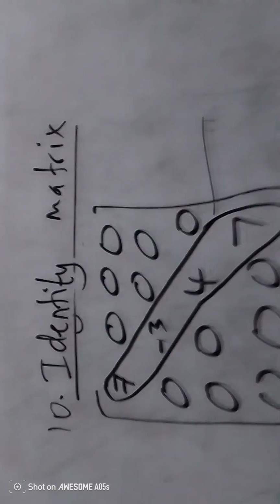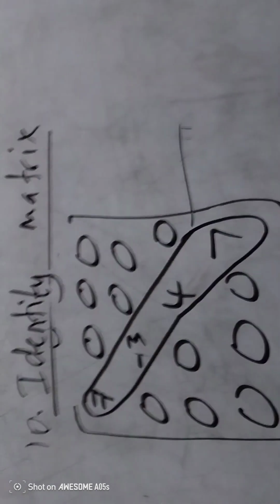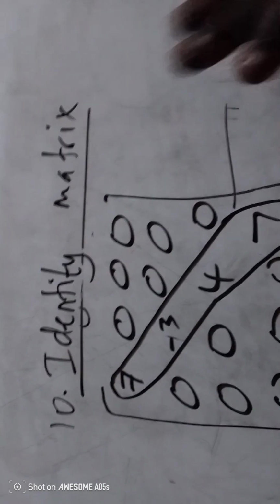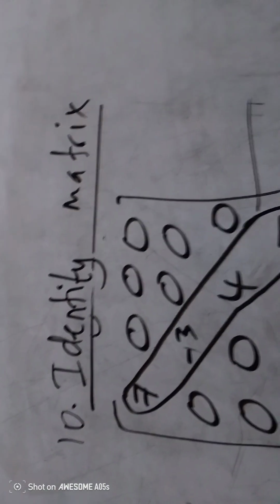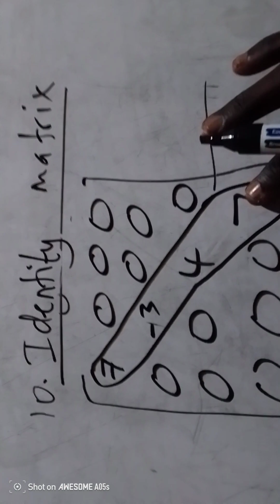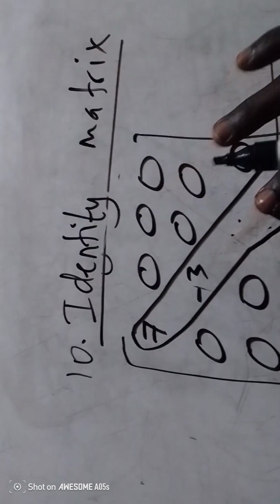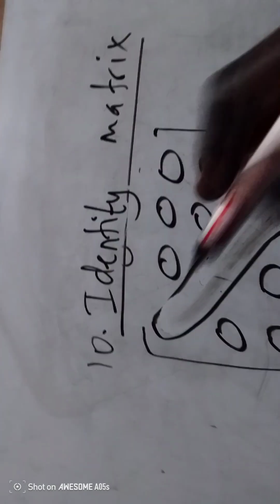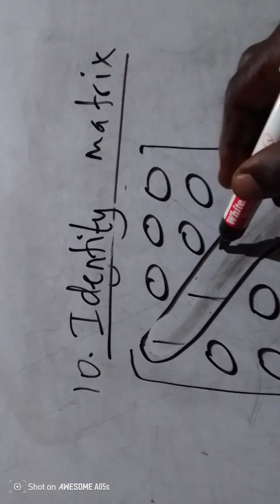An identity matrix comes from the same one which we are calling a diagonal matrix. But for this one, everywhere else there will be zeros, but in this principal diagonal we are going to have ones. Only ones should be here. 1, 1, 1, and 1. Then this one, we call it an identity matrix.